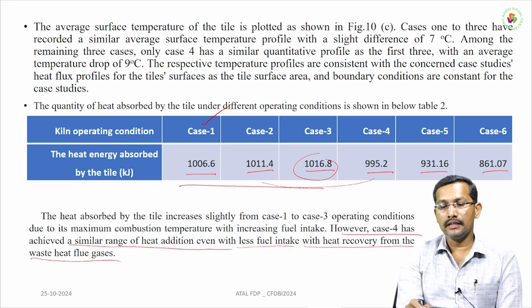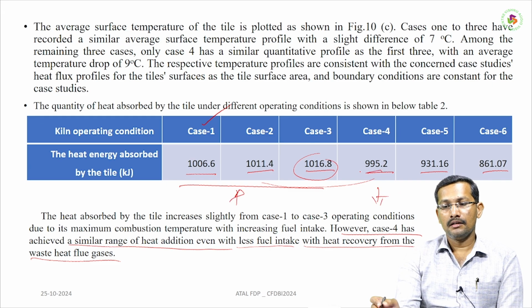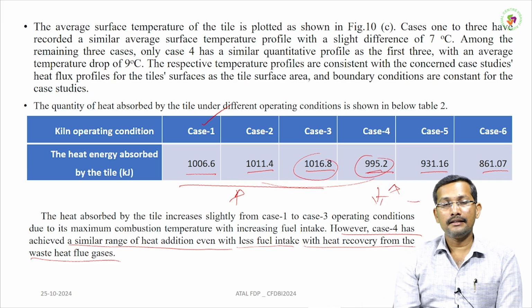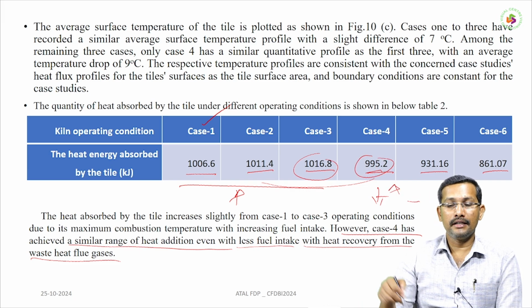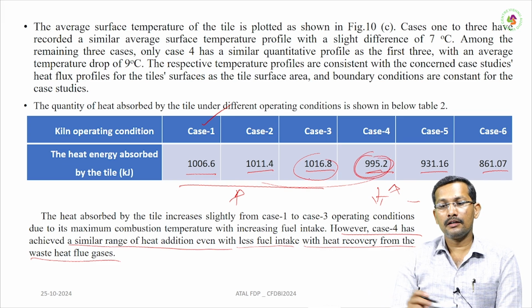But compared to these three cases, we are taking more fuel, whereas here we are taking less fuel. But how are we getting this much temperature? Because we are getting the waste heat in the form of preheated air, so that we are achieving this maximum value very closely. It is just a difference of 20 degrees, like that, the deviation.